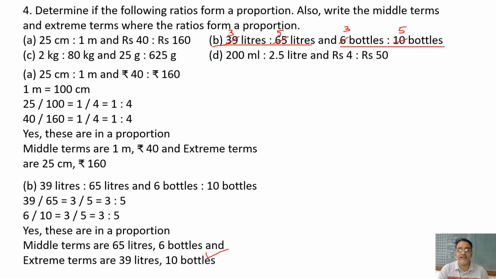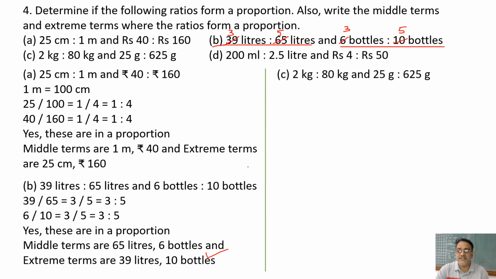चलो 2 bit हो गया. Now we are moving toward the C bit. 2 kg and is to 80 kg, right? And 25 kg is to 625 kg. So ये दोनों को 2 से डिवाइड करेंगे हम लोग. 2 ones are 2, 2 forties are 80. Yes, 1 by 40, that is 1:40.